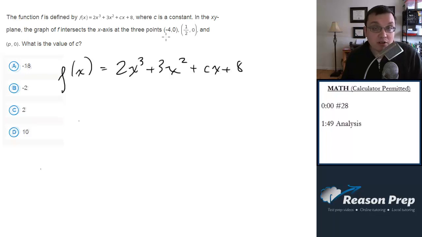We're given 3 points, so let's just pick one of the points. We'll plug in the x coordinate, we'll plug in the y coordinate, or the f of x coordinate, and then we'll solve for c, because that will be the only variable, or in this case, the only non-number left. So let's use negative 4, 0.